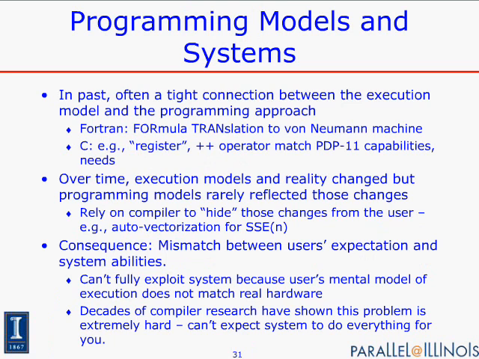Now, over time, the hardware has changed quite a bit. So our execution models have changed. The reality of this has changed. But the programming models really have not. And we've tended to rely on the compiler to hide the changes from the user. So you rely on auto-vectorization and so forth. The consequence of this is that there's now a big mismatch between what the user expects and what the system can do.